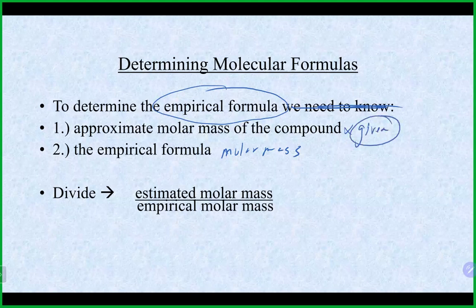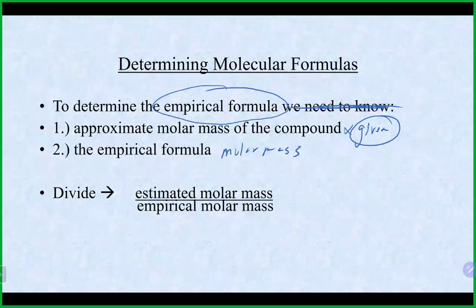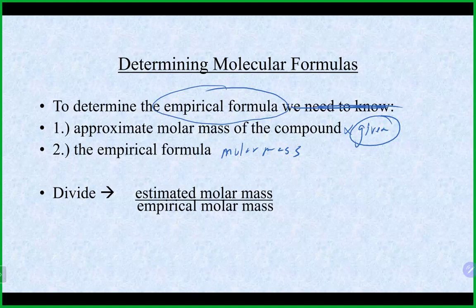So it will usually be given to you in a problem. It will say somewhere in the problem something like, the molar mass of this compound is approximately, and they'll give you a number, grams per mole or something like that. They may also, by the way, give you a range, like the molar mass is somewhere between 50 and 70 grams per mole. So they may give you a range, they may give you an exact number, but typically speaking, the molar mass of the compound will be given to you.